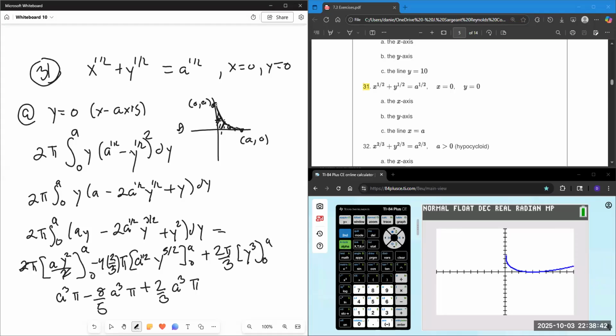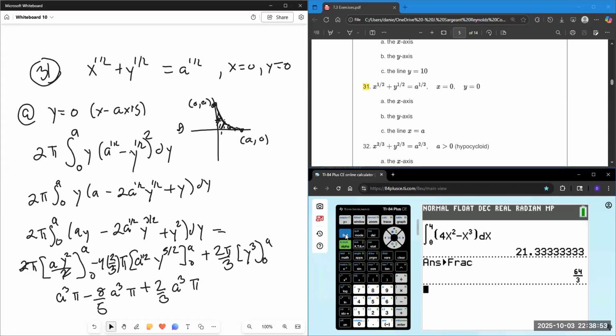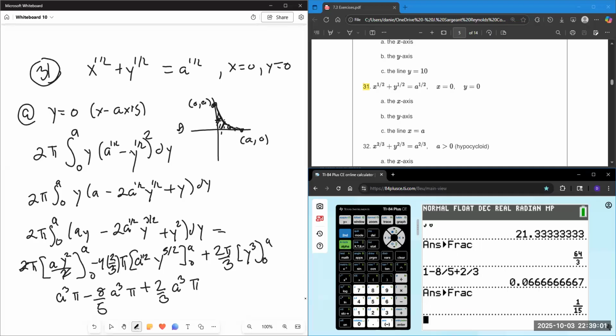So 1 minus 8/5 plus 2/3. Math. Answer to fraction is 1/15 cubic units. Okay.